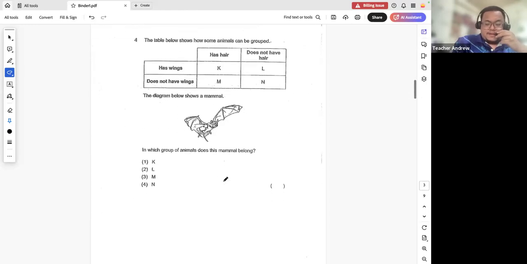Let's carry on. The table below shows how some animals can be grouped. So has wings, no wings, has hair, no hair. The table below shows a mammal. So in which group of animals does this mammal belong to? Any volunteers here?